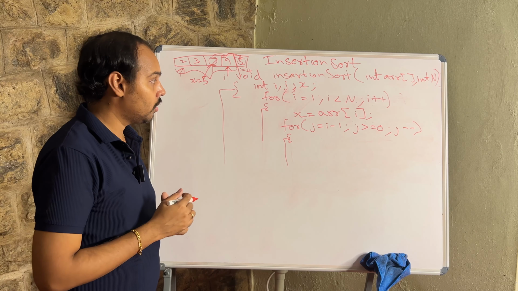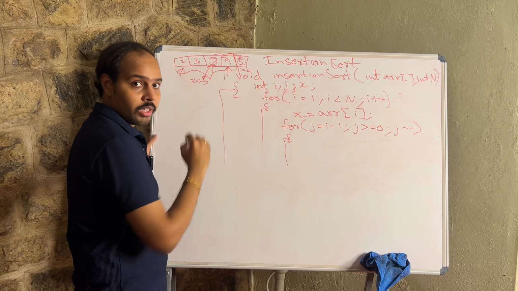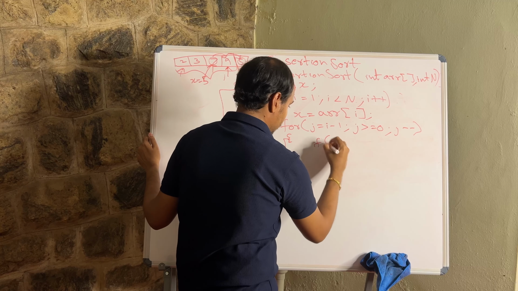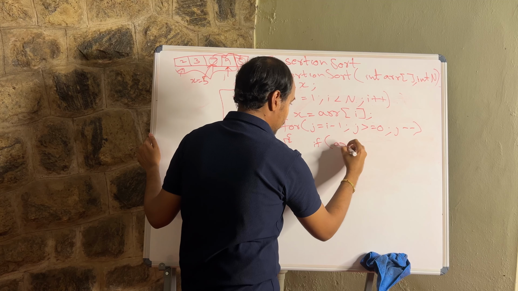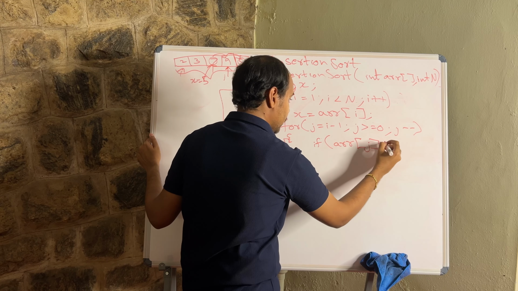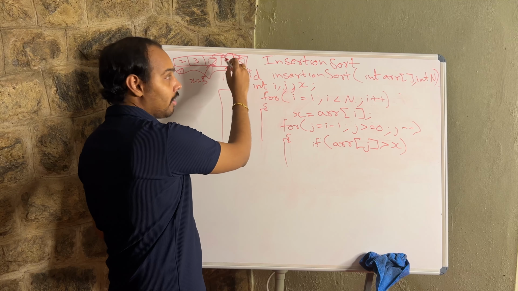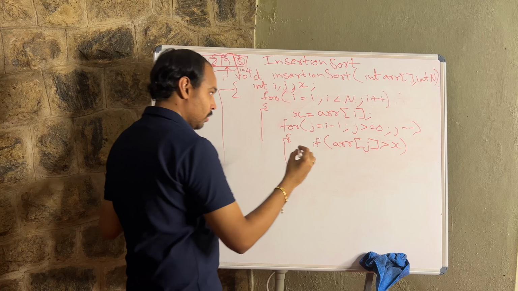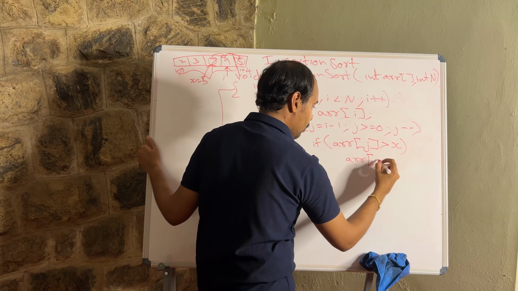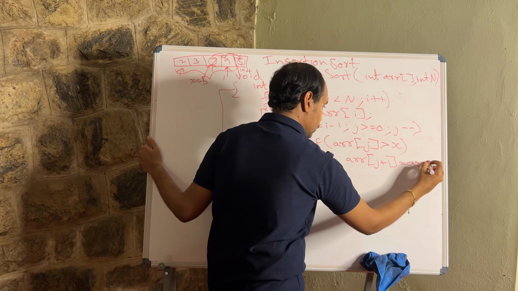What are we going to do here? We are going to copy one element at a time to its next position if it is bigger. If arr of j is greater than x, since 9 is greater than 5, we copied it to the next position. arr of next position, meaning j plus 1, equal to arr of j.